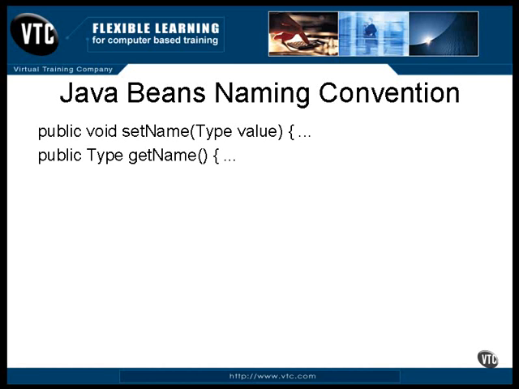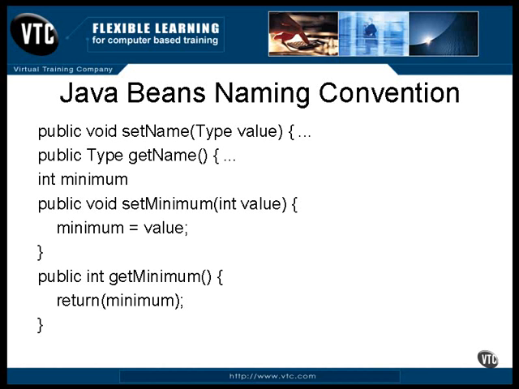Now, the data item will normally begin with a lowercase letter, but it is capitalized to be put into the method name. For example, say a bean has an internal variable named minimum. The methods to access this data item would look like this. Now, all an IDE needs to know is that the name of the data item is minimum and that it's an int. The method calls can be generated because they follow a strict convention.